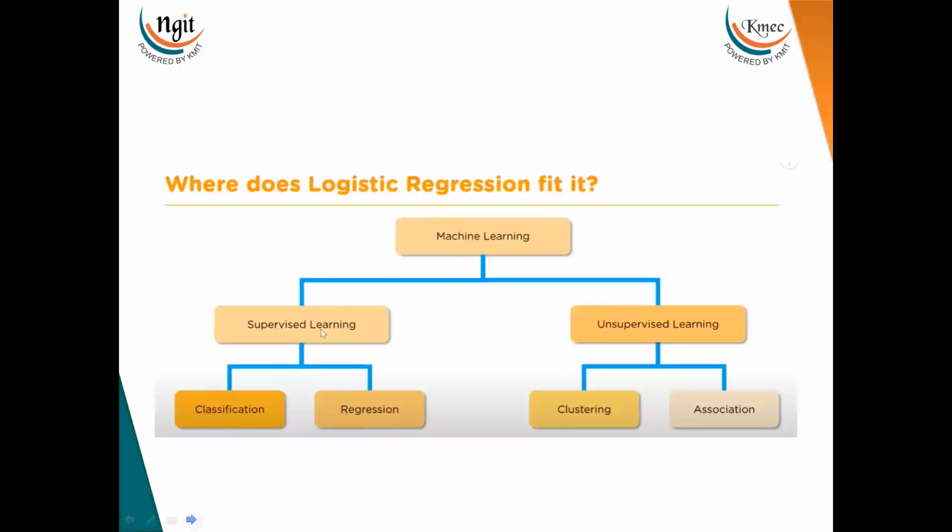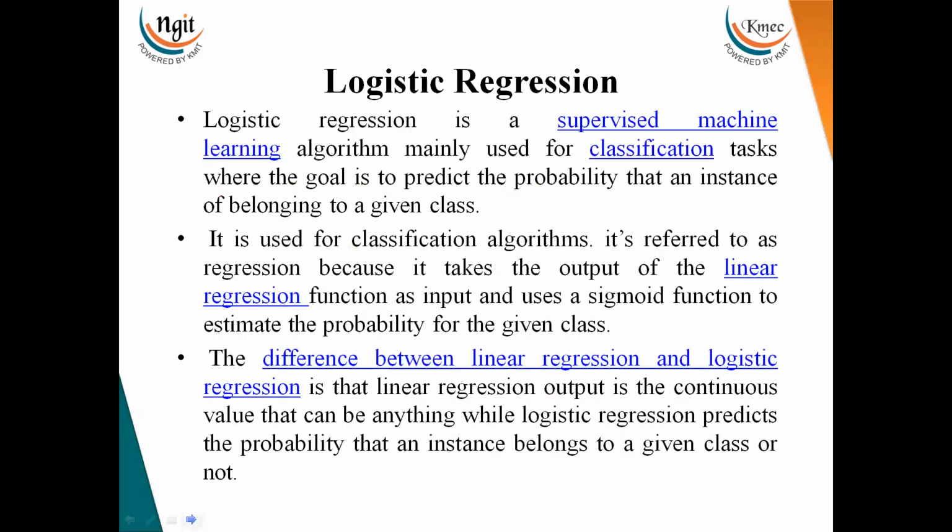Remember that logistic regression is used to solve classification problems. Logistic regression is a supervised machine learning algorithm used for classification purposes, and our goal is to predict the probability of that instance to happen or not to happen. We have to predict the probability of that event happening.